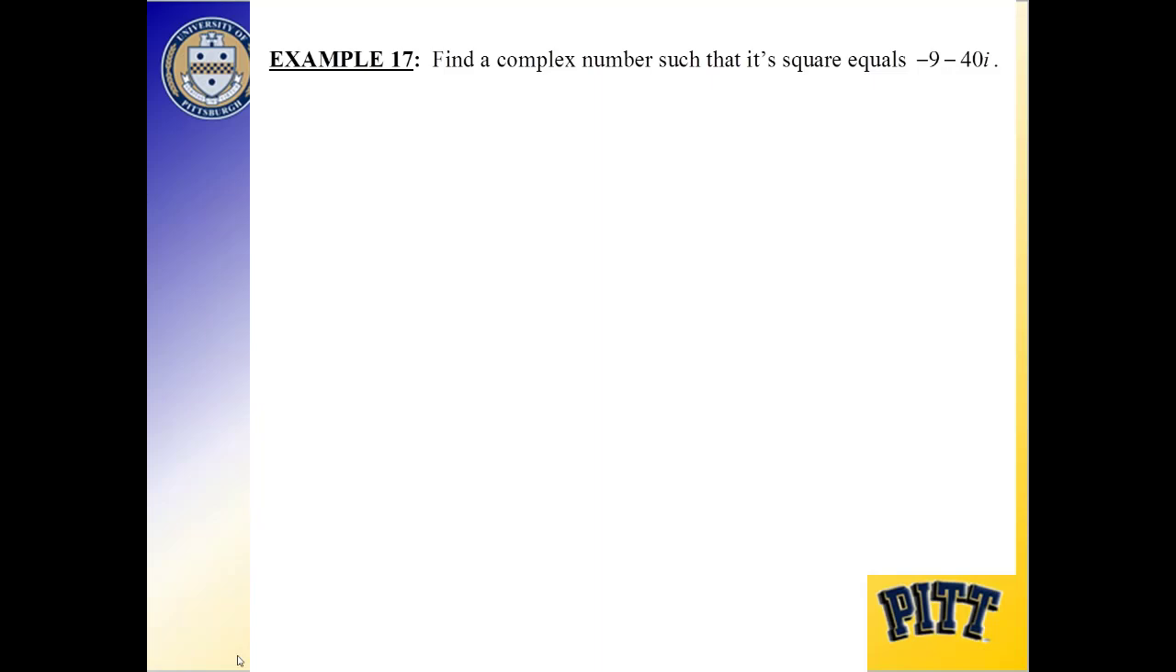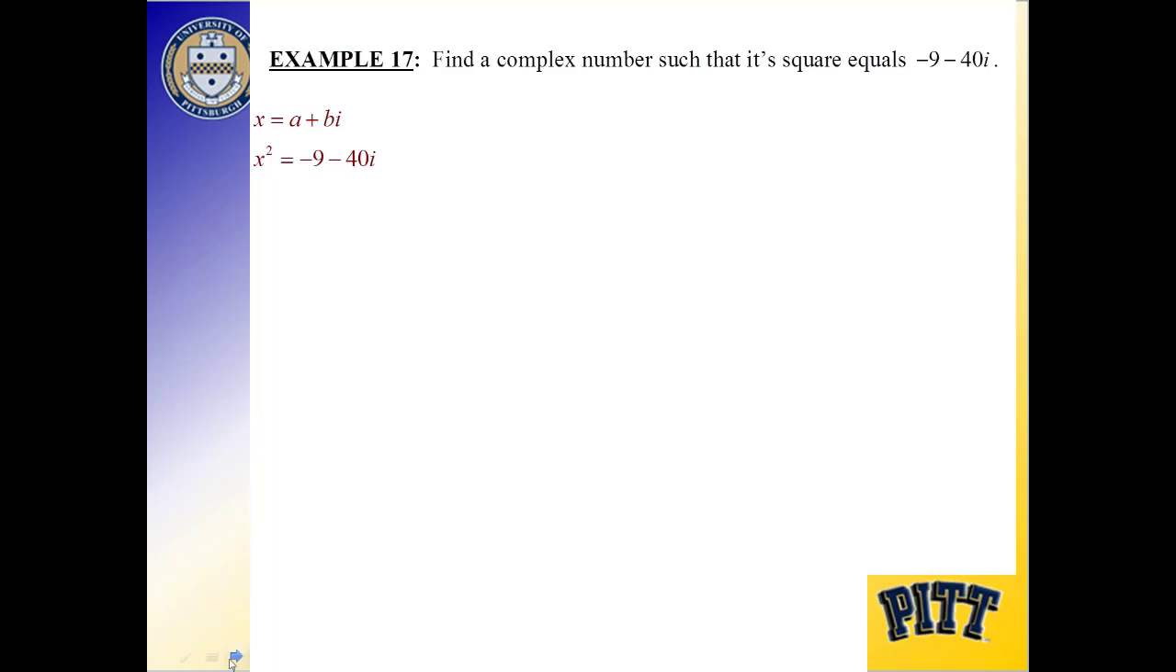And I believe this comes from, there's a similar question to this in WebWork, or at least there was at one point, or it comes out of the textbook. I'm not sure which one it is, but: find a complex number such that its square equals -9 minus 40i. So what's going on here is that we have x, this value we're looking for.